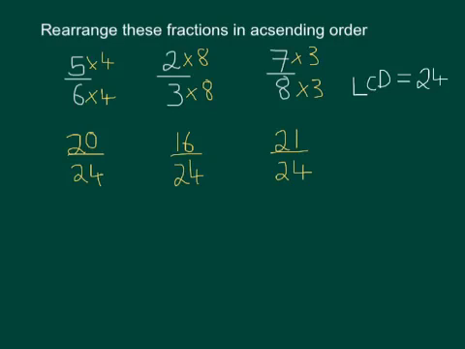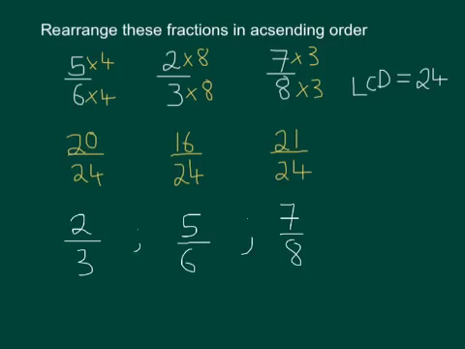So now it's very easy, just by looking at the numerators, the 20, the 16 and the 21, we just need to arrange those from smallest to largest. But remember, our final answer must be the original fractions. So the smallest one is the 16 over 24, which means that 2 over 3 would come first. Then we would put the 20 over 24, which was 5 over 6. And then finally we would put the 21 over 24, which is the 7 over 8.